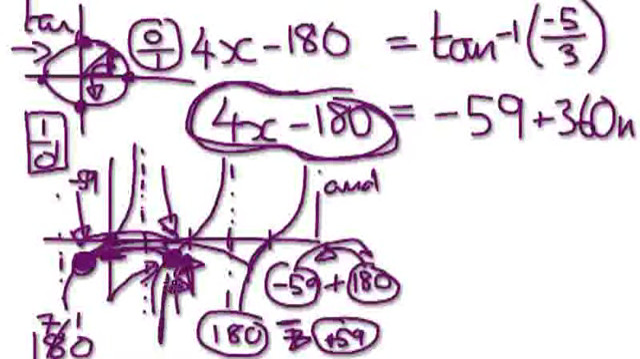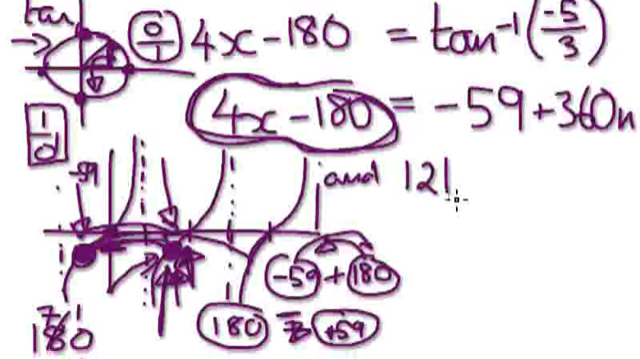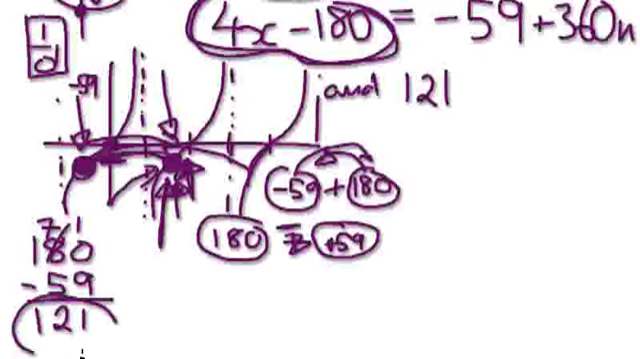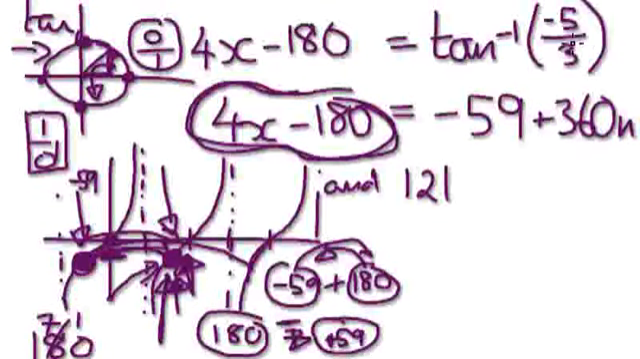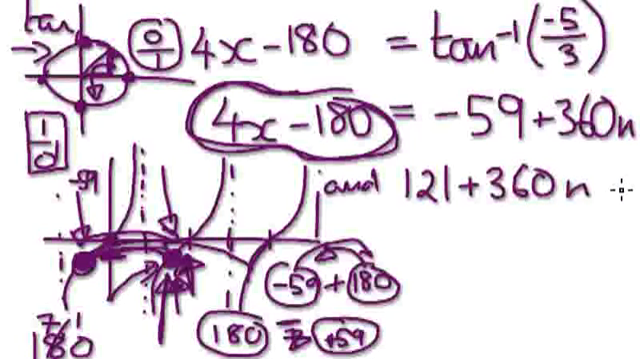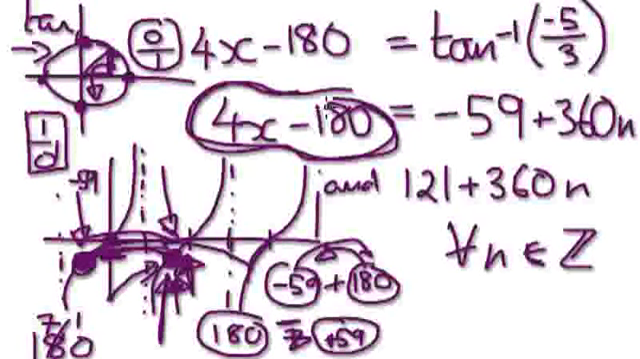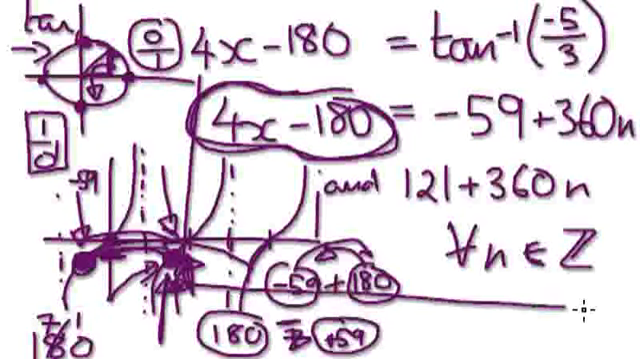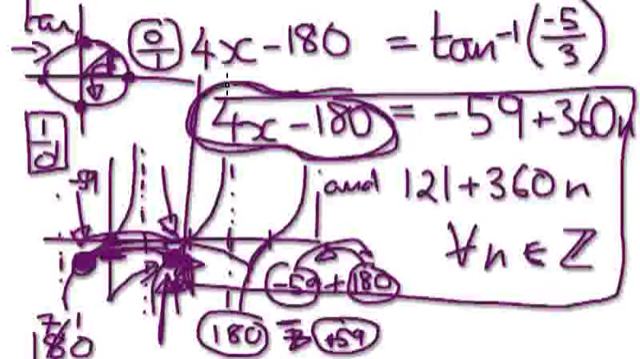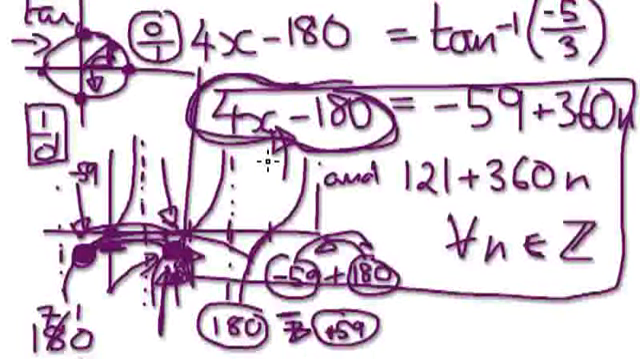So this point here is 121. That's us working this out here. 121. And then now all we have to do is add multiples of 360 n, where n, for all n belonging to the set of integers. So this is halfway there. Don't forget, now we need to sort out this x here. We need to somehow break into the x.